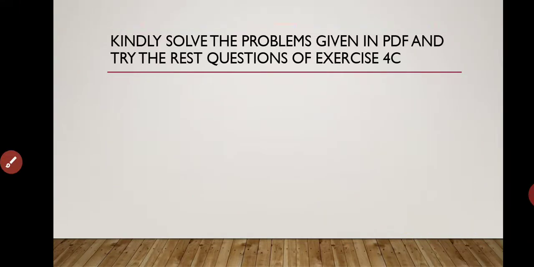Now I have given you the PDF as well. Some of the problems are solved in the PDF. Kindly understand the problem, write it in your copy, and try the rest of the questions of the related exercise. Hope this video has cleared your doubts regarding the difference of squares. Kindly use the identity, that is a square minus b square, which on expansion will give you (a plus b) and (a minus b). Thank you.